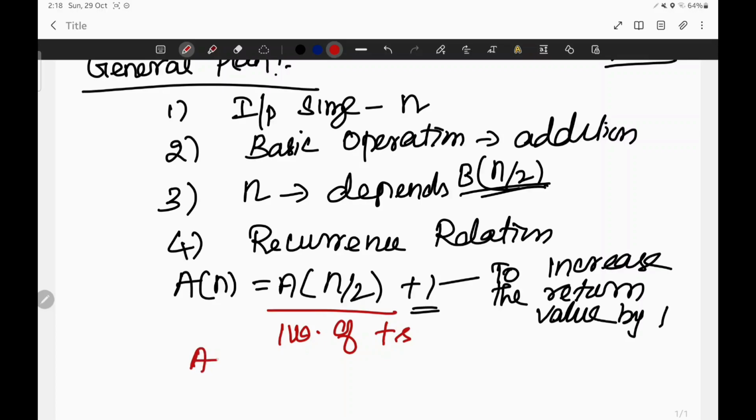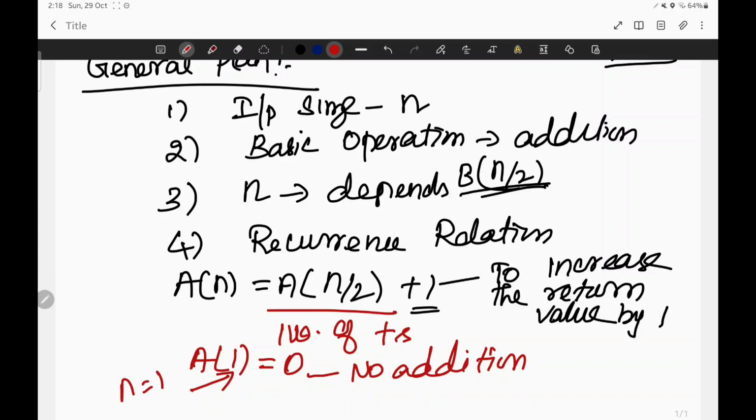And what about the initial value? A of 1 is equal to 0. What is the meaning? 0 means how many times you are doing the addition. So when n is equal to 1, we are not doing any addition. We are just returning the value 1 and no more count. That's it, finish it off. So that's why the initial condition is A of 1 is equal to 0.